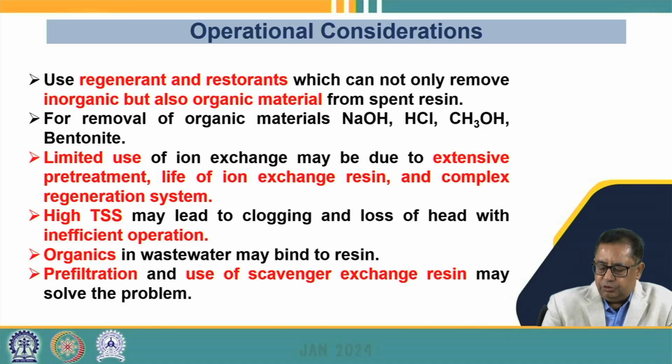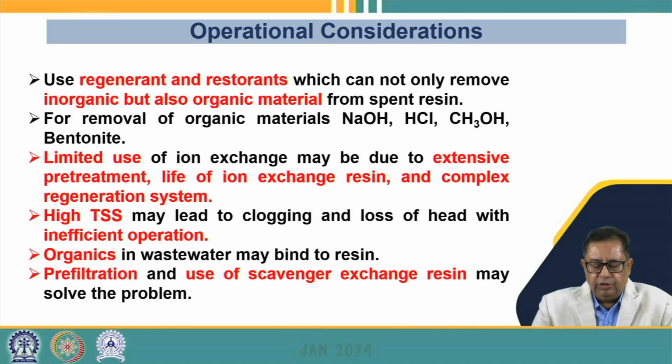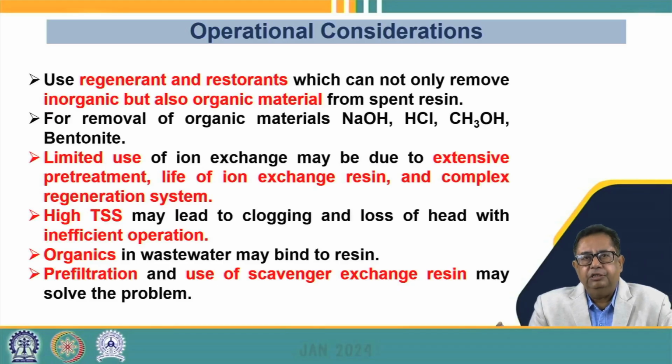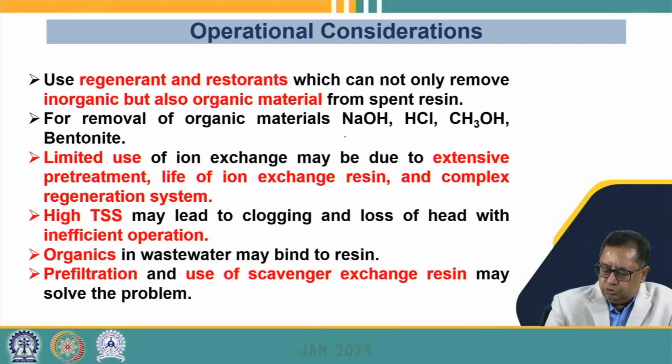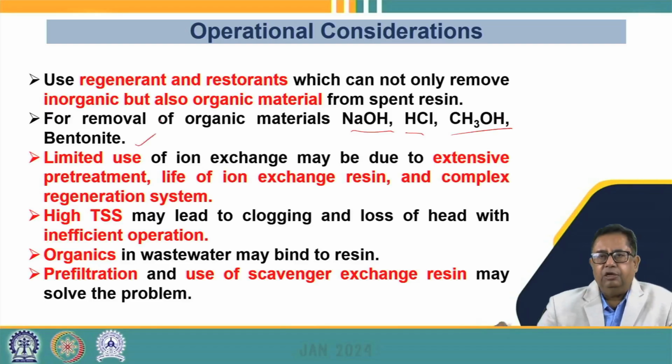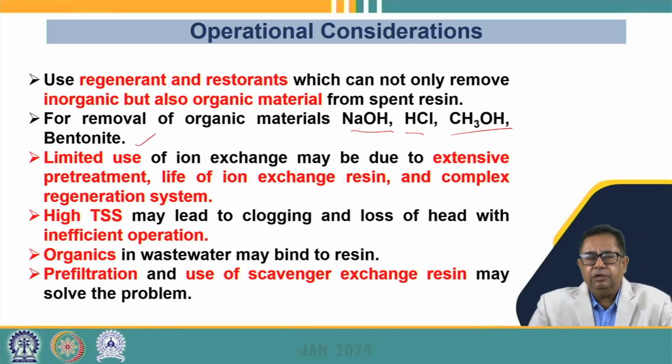regenerants and restorants can not only remove the inorganics, but can also remove the organic material from the resin. So we can use certain regenerants and restorants that remove the inorganic material from the spent resins, as well as the organic material trapped by the ion exchange resin columns. We can use sodium hydroxide, HCl, methanol or bentonite, so that we can remove the organics present in our ion exchange resin, which are used after the service cycle.